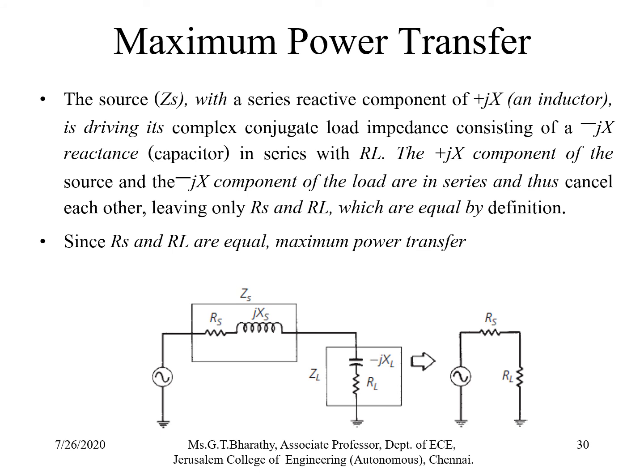For maximum power transfer, the source ZS with a series reactive component of plus jX, which is an inductor, is driving its complex conjugate load impedance consisting of a minus jX reactance, that is a capacitor, in series with RL, as given in the diagram here. The plus jX component of the source and the minus jX component of the load are in series, and thus they cancel each other, leaving Rs equal to RL, which are equal by definition. Since Rs and RL are equal, maximum power is transferred between the load and the source.